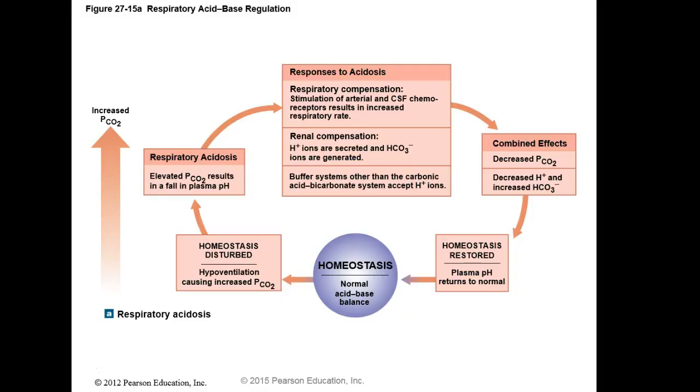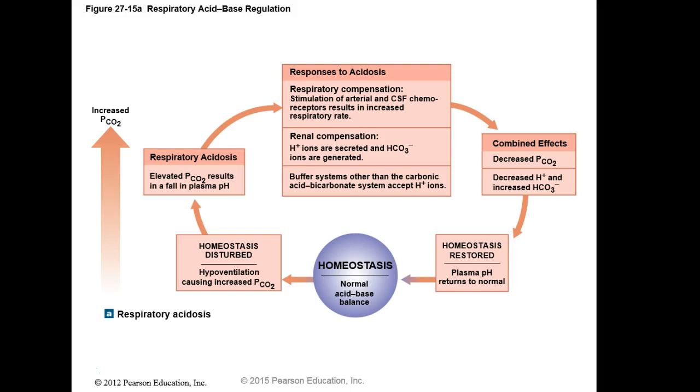And then acid-base regulation with regard to respiratory acidosis kind of repeats the information that we just saw, but in more of a cycle form. You have hypoventilation, causing an increase of CO2. Elevated CO2 results in a fall of plasma pH. That is going to lead to respiratory compensation, renal compensation, and a buffer system. So the carbonic acid buffer system accepts the hydrogen ions, which decreases the CO2, decreases hydrogen ion, and increases bicarbonate. That restores our plasma pH back to normal.